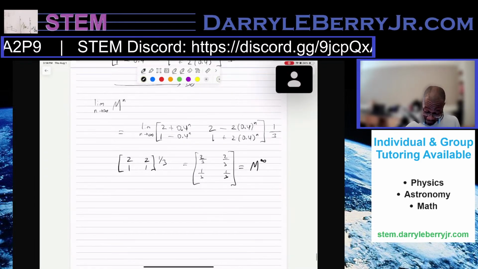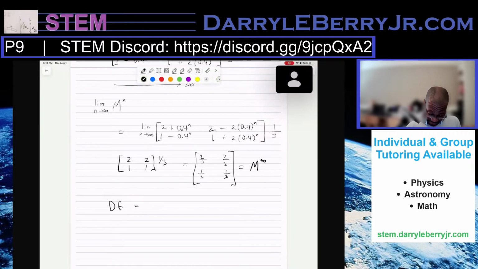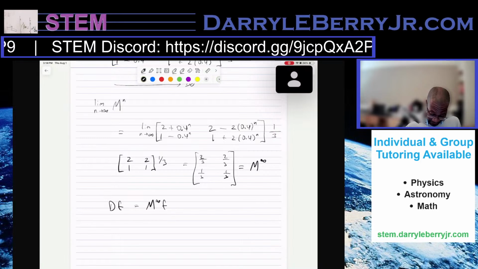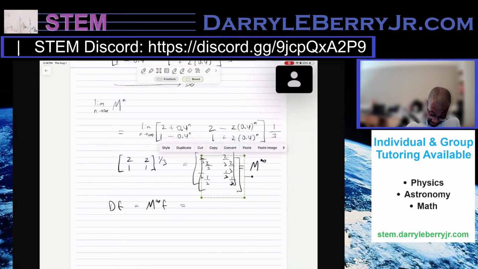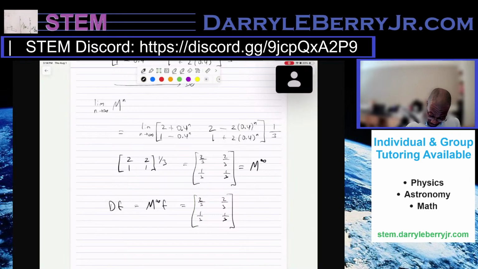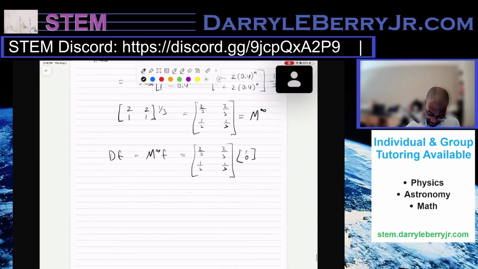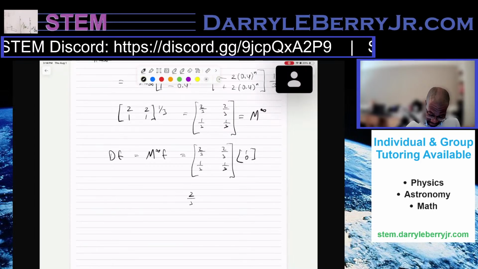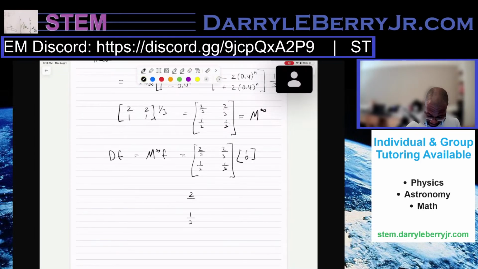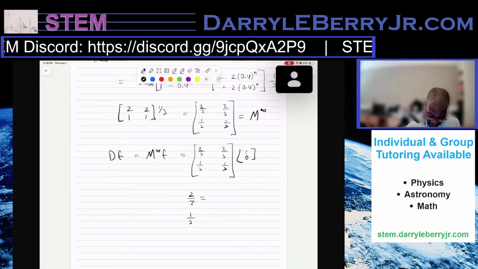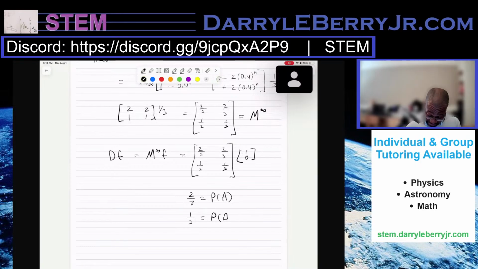And just like if I had the function f, now it's going to be M infinity times f. So it's going to be this times the f they gave us, which is 1, 0. So that means after an infinite amount of time, there's going to be a 2/3 probability in A and a 1/3 probability in B, which is the answer the professor had if you saw the answer sheet. So that's how I got the answer.